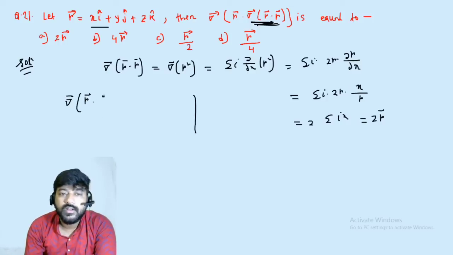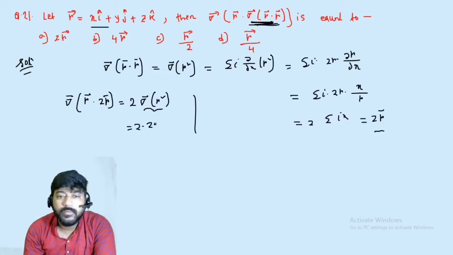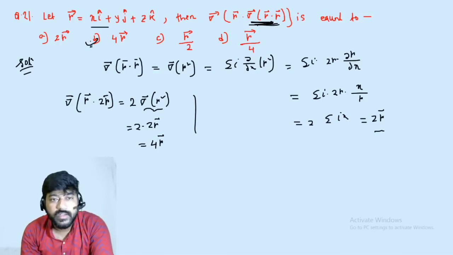Okay, so now you have to find out again gradient of R dot, and instead of this we can write 2R vector. Now it will be 2 into gradient of R square. Now R dot R is R square, so now this gradient of R square again, this will be 2R, so it will be 2 into 2R vector, so that will be 4R vector, so this will be the correct answer.